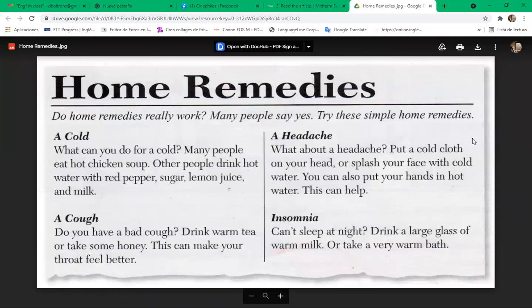Okay, next, a cough. What is cough? Tos. Do you have a bad cough? Drink warm tea or take some honey. Yes, this can make your throat feel better.